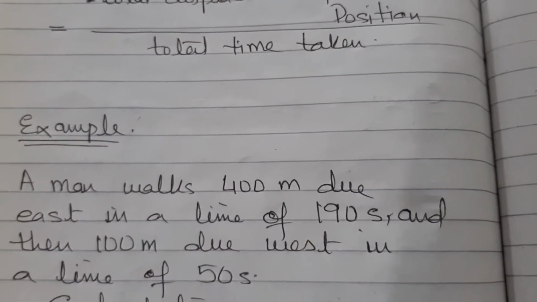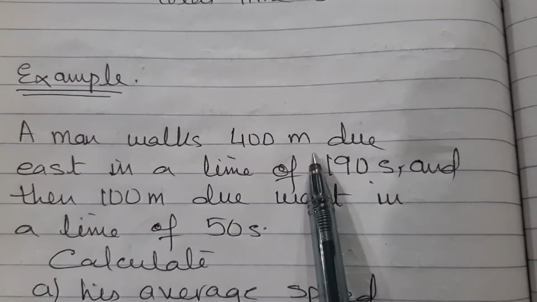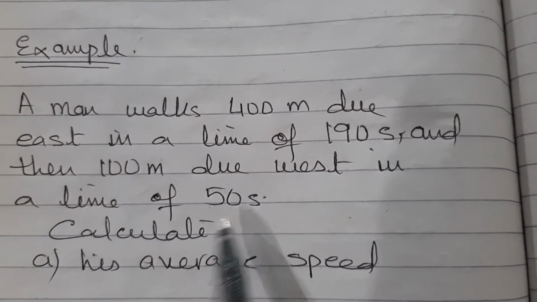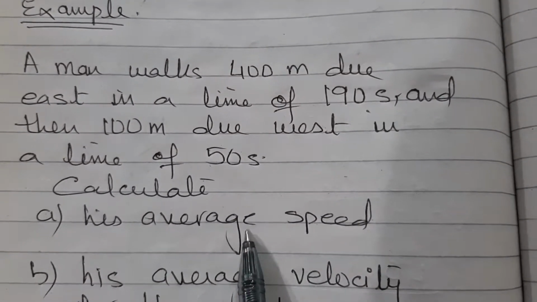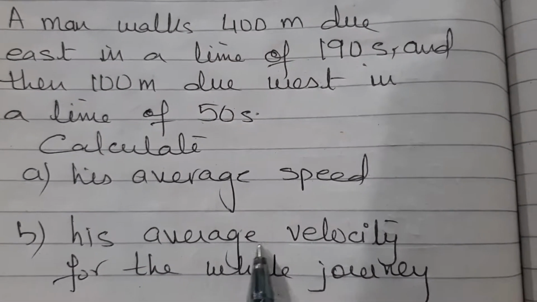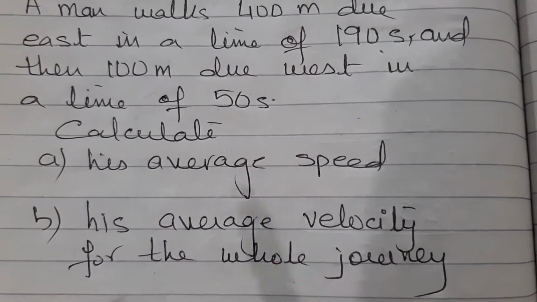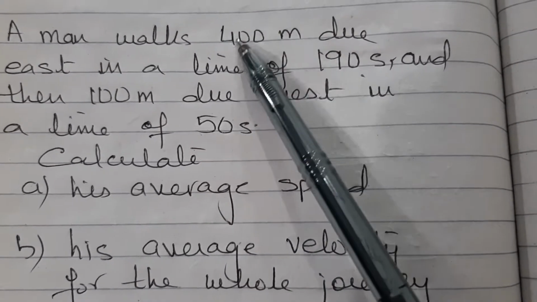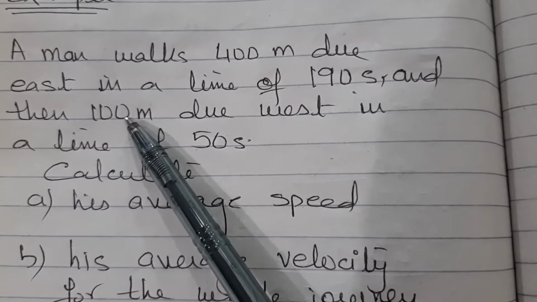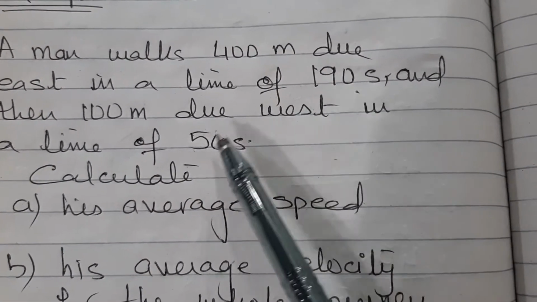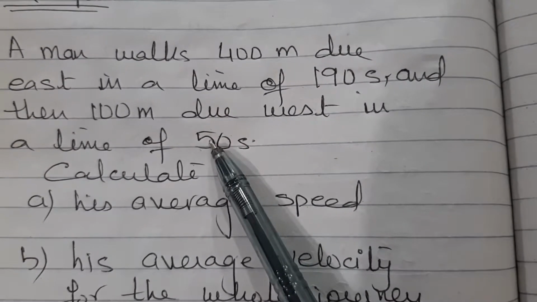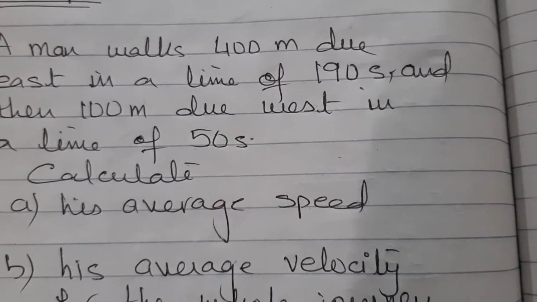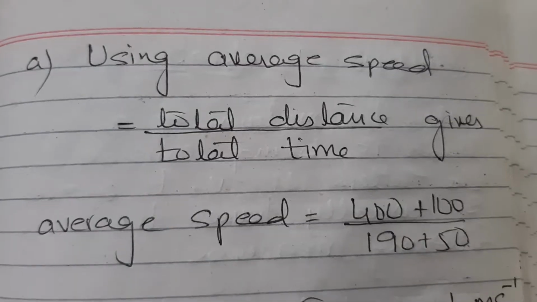Let's see an example here. A man walks 400 meter due east in 190 second and then 100 meter due west in 50 second. If I ask you to calculate average speed and his average velocity, how will you calculate average speed? Average speed means total distance over total time. So total distance is 400 plus 100, which is 500, and total time is 190 plus 50, which is 240. So you will divide it. Let's see first of all average speed, and then we will find out average velocity.